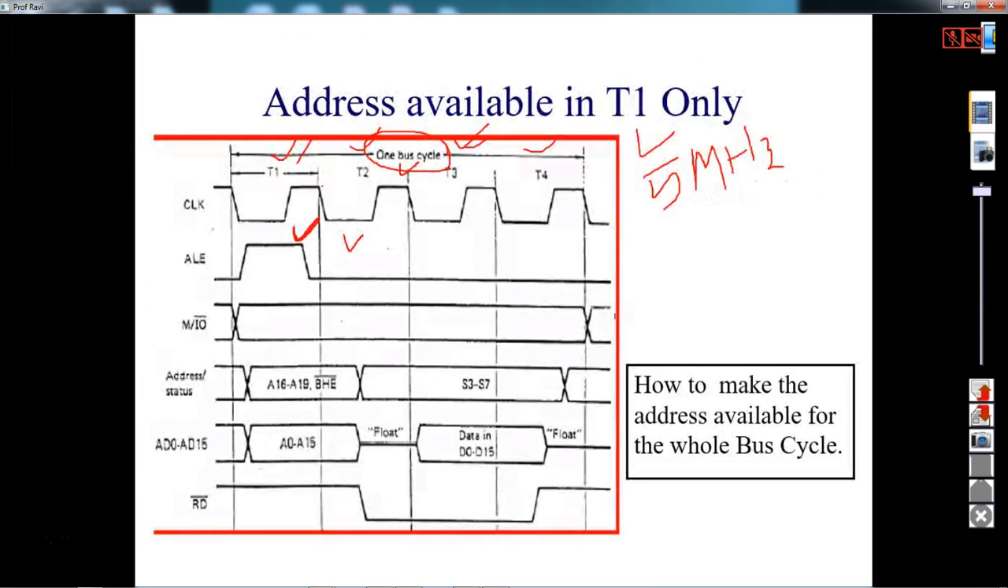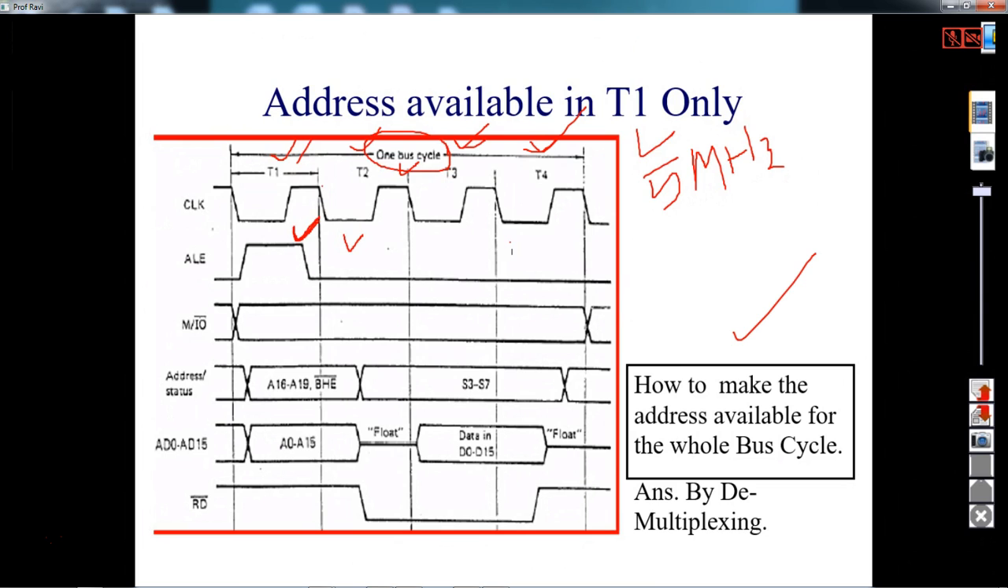So how do we make this address available for the whole bus cycle? The address is available during only one clock cycle, but the byte has to be fetched, decoded and executed, which takes 4 clock cycles. The processor works with megahertz, but memory access time would be in milliseconds, so memory responds slowly. Until the data is put on the data bus, the address should be decoded and pointed to a memory location.